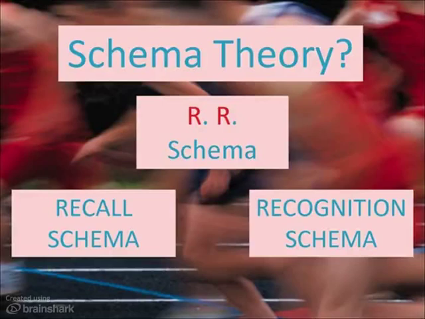This is hypothetical, but let's imagine this guy's name is Schema and his initials are RR. So whenever you see a question asked about schema, you know that you've got to talk about R for recall and R for recognition. Just by doing that, perhaps not even writing any more than recall and recognition, you may well score a mark. So make sure you put both recall and recognition schema into your answer somewhere.